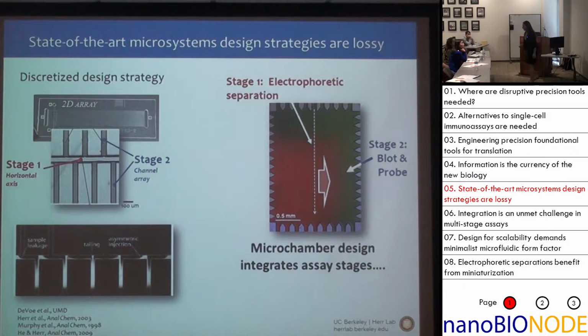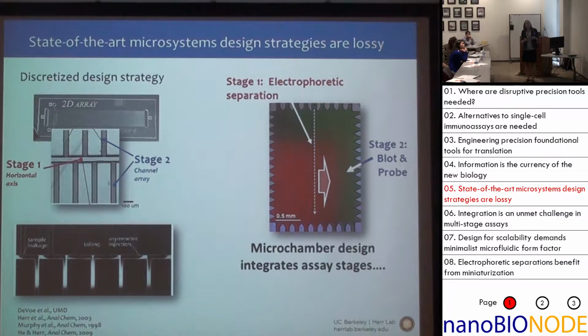And so the way that we decided to come around this was basically to say, let's forget these discrete intersecting channels. Let's use instead something that's maybe more continuum, right? So every peak that's separated, it can get sampled into a region of the device that is not discretized by those intersecting channels. Something like a microchamber, okay?